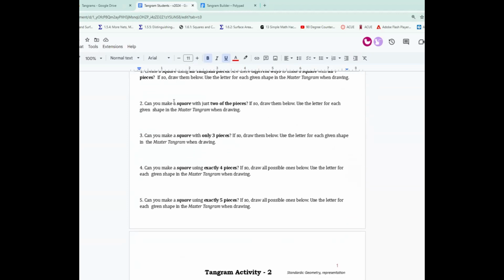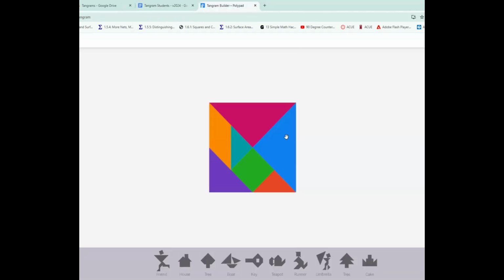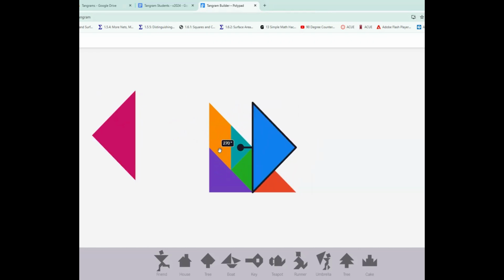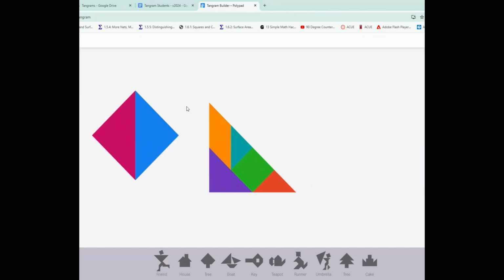See right here, it says, can you make a square with 2 pieces? So you need to come here and use 2 pieces. See right here? And remember, we already have it labeled. So this is A and this is B. If you don't have it labeled, that's fine. You can label it now. Take a snippet and label it A and B, and then you go and plot it over there.